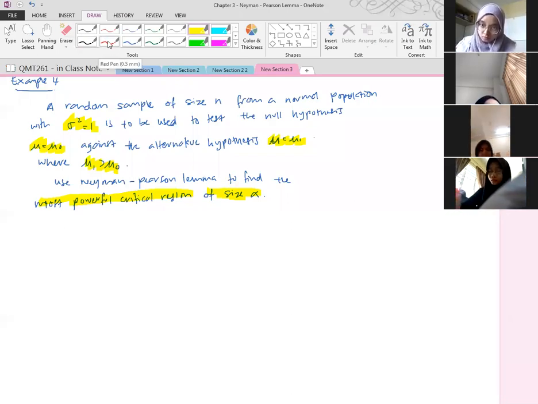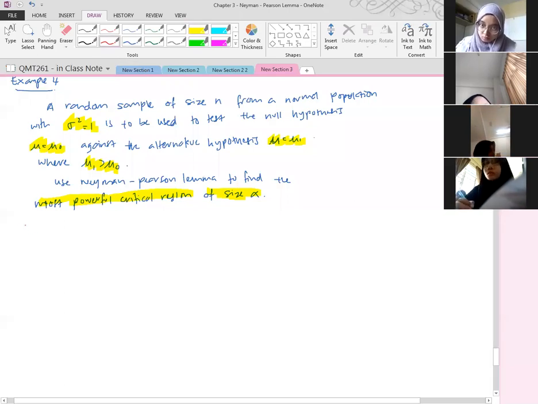So to solve this one, same procedure. First, we need to look at the null hypothesis, which is mu equal to mu naught. The alternative hypothesis, mu equal to mu1. And we know sigma is equal to 1, right? And n is the sample size and alpha is your level of type 1 error, right?